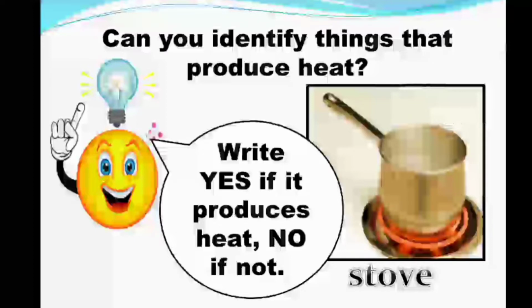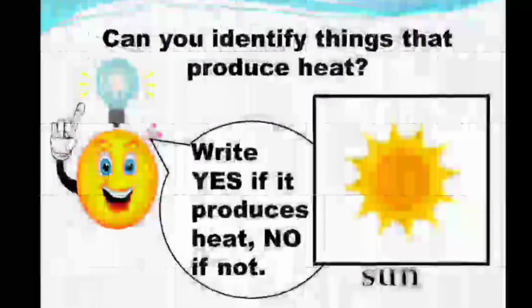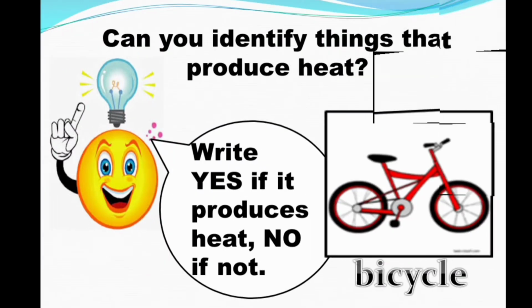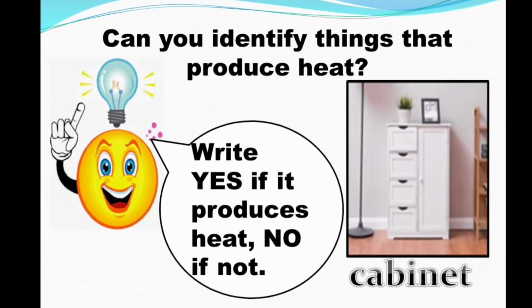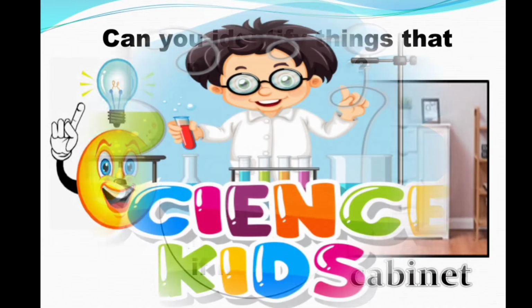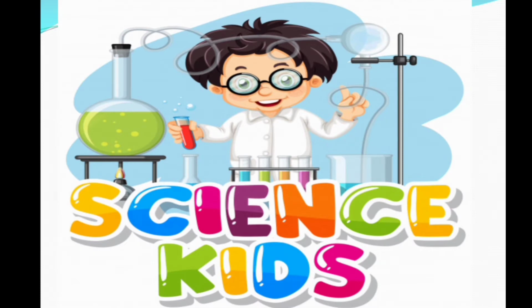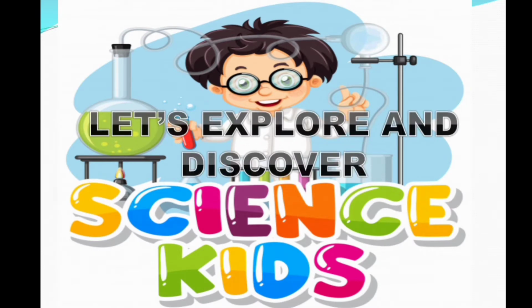Can you identify things that produce heat? Stove. Yes. Sun. Yes. Bicycle. No. Bulb. Yes. And cabinet. No.